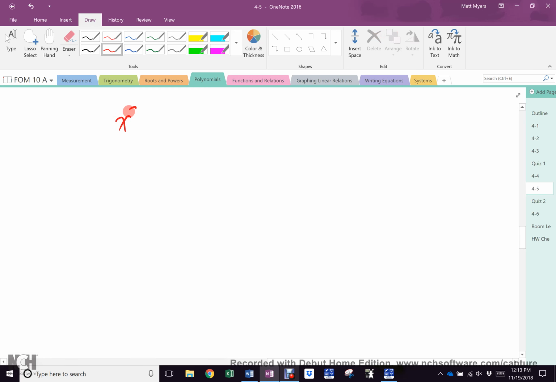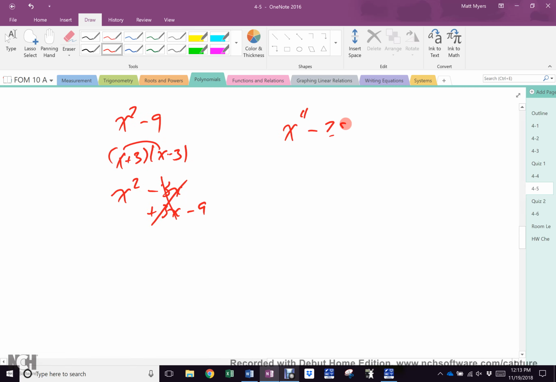Next was this one. x plus 3, x minus 3. We did a whole bunch of experiments with that. Because x squared minus 3x plus 3x minus 9, the 3's drop out. So no matter what I have, if it's squared minus squared, that always works. x to the 4th minus 25.